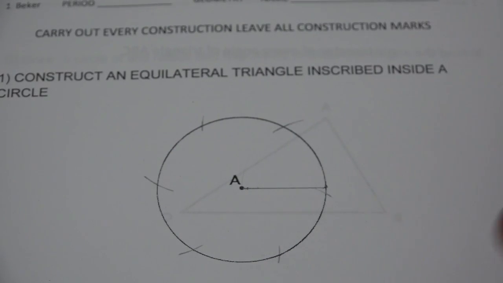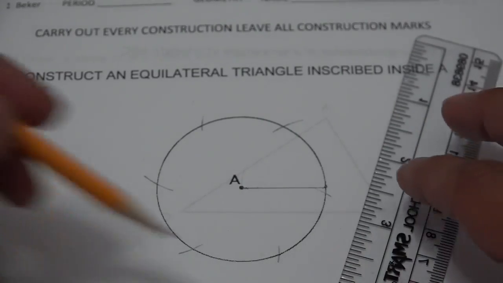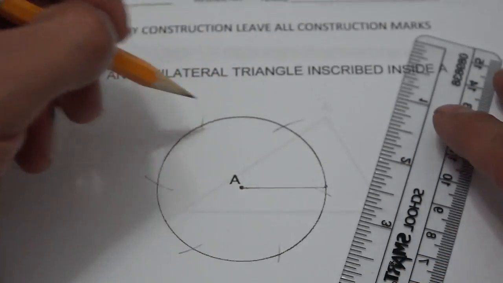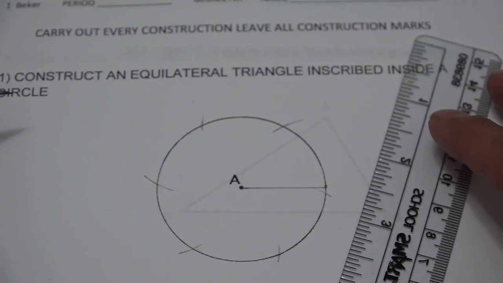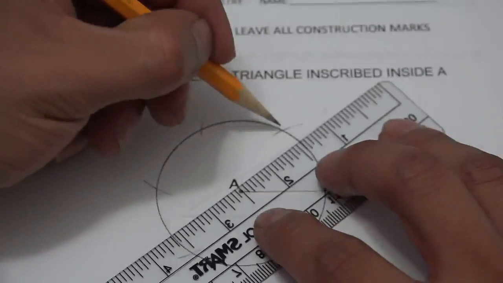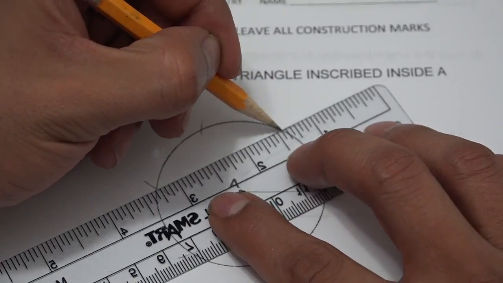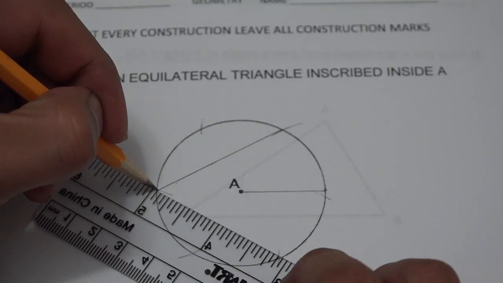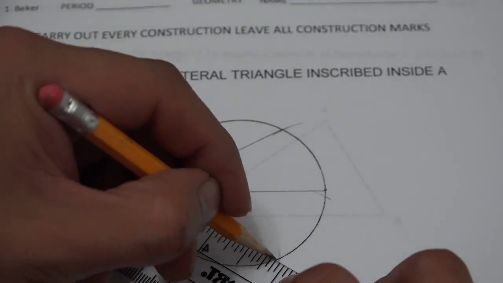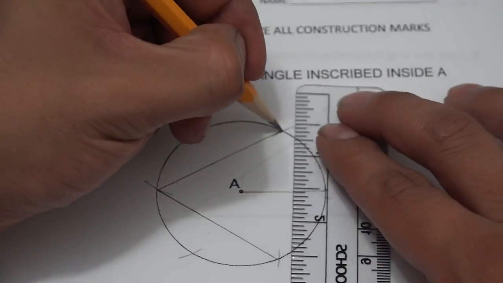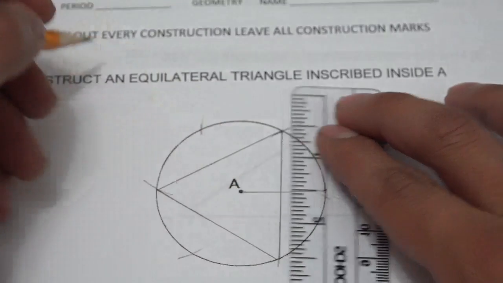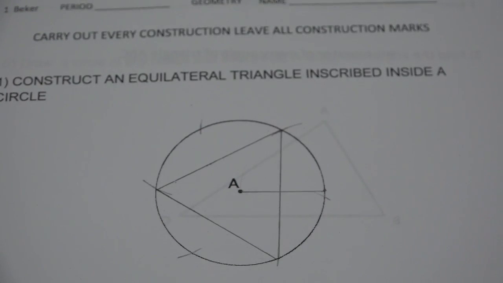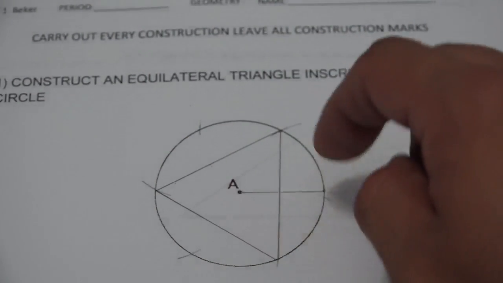Now all you gotta do is connect every other point of intersection. So I'm gonna connect this point with this, and I'm gonna skip this one. I'm gonna connect it here, and then I'm gonna connect this point with this, and that's your equilateral triangle. Okay, so the next, you see the construction marks should be right there.